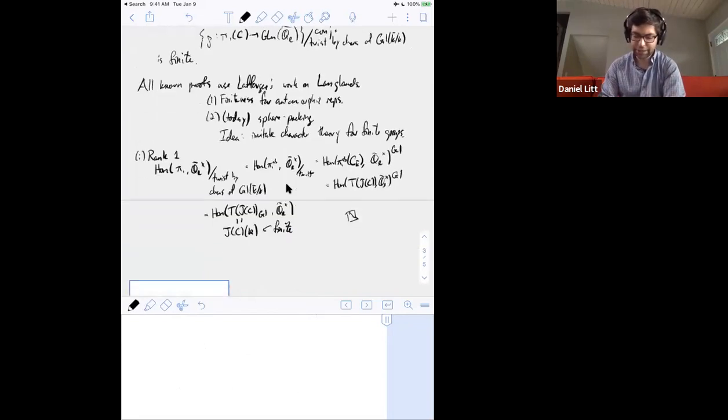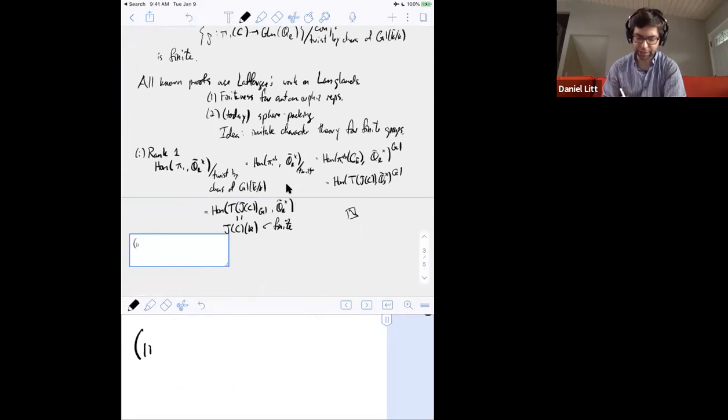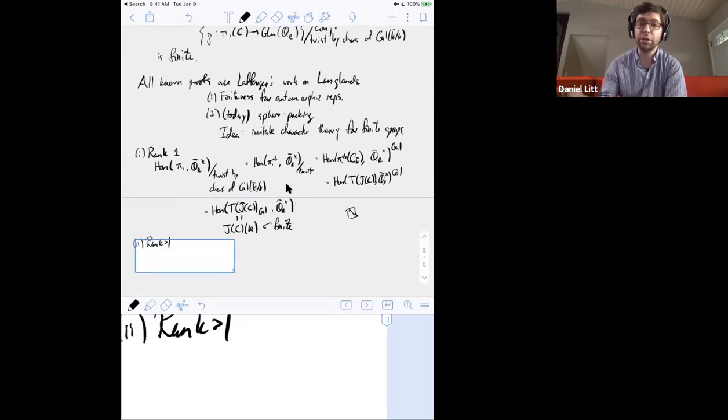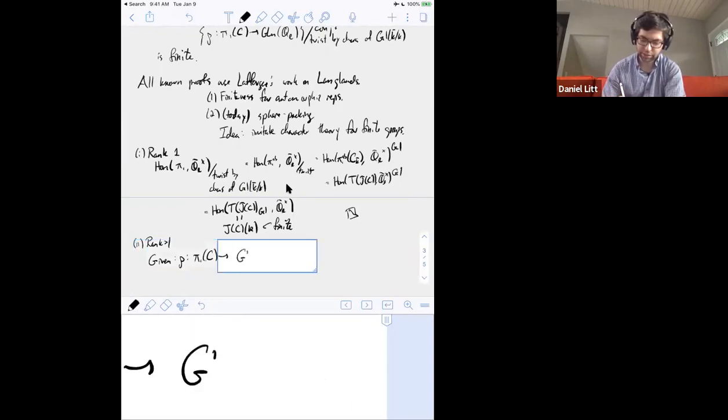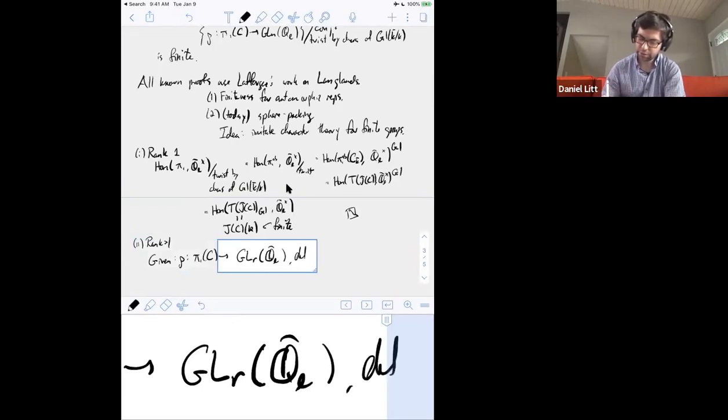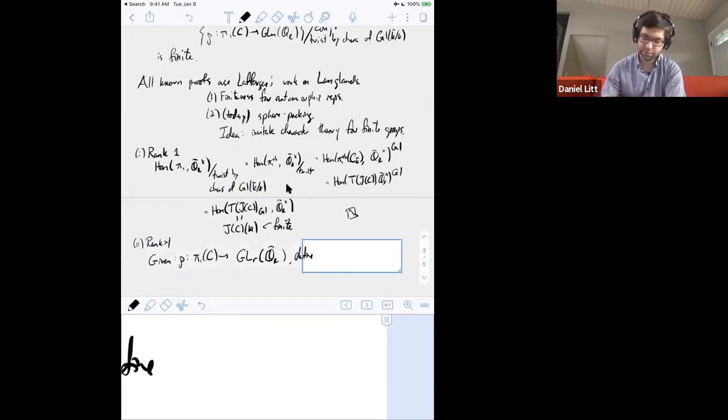Okay, so now let's get to the character theory. So that was the one-dimensional case. So now let's talk about the rank bigger than 1 case. I'm going to define some kind of character associated to any representation. So let's say given a representation rho from pi1 of C into GL_r of QL bar, we're going to define the following.